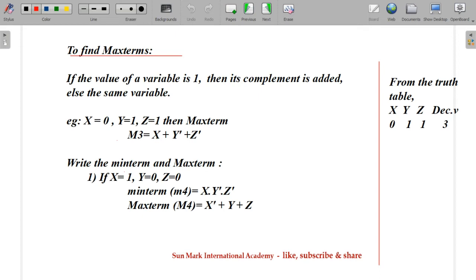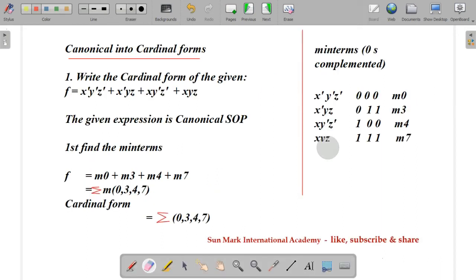Next, an exercise. Write the minterm and max term if x equal to 1, y equal to 0 and z equal to 0. That is 1, 0, 0. It represents the decimal value 4. So how will we write the minterm? How to remember this point? Minterm means 0 should be negated or complemented. If the value of a variable is 0, we need to take the complement. In the case of max term, if the value of a variable is 1, then it is complemented. So minterm m4 equal to x dot y dash dot z dash. Max term M4 equal to x dash plus y plus z.